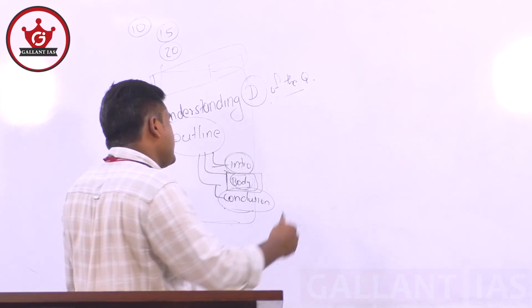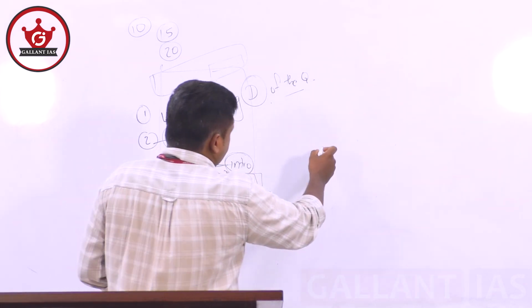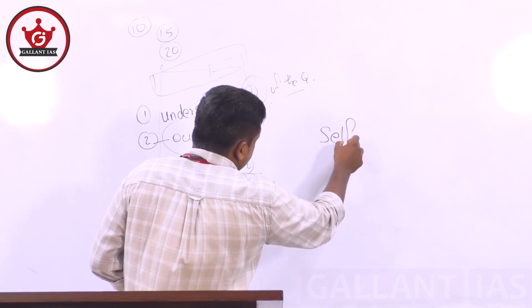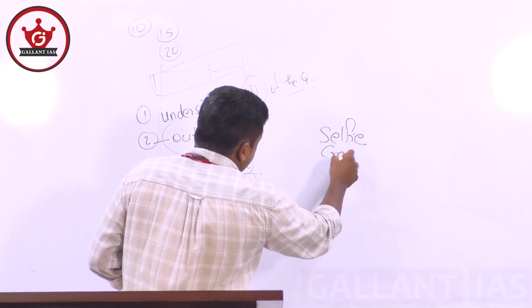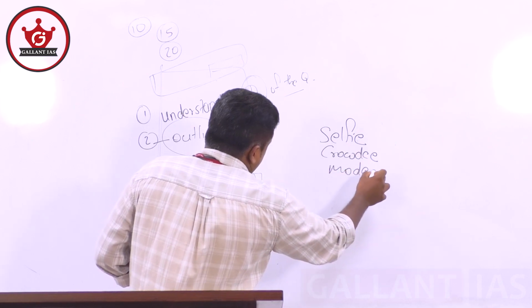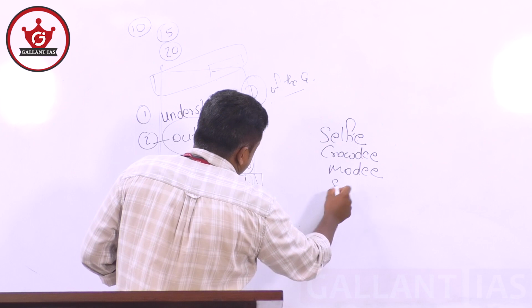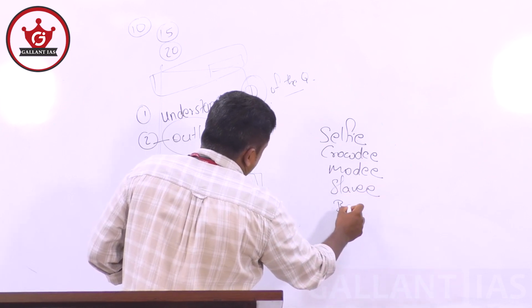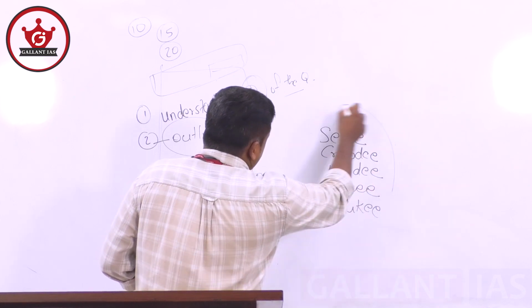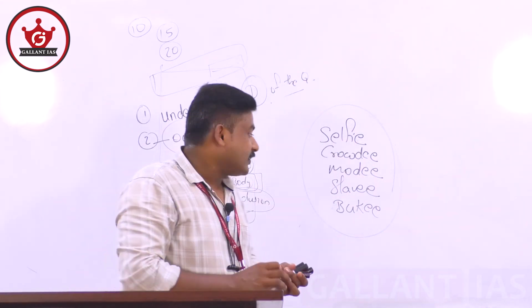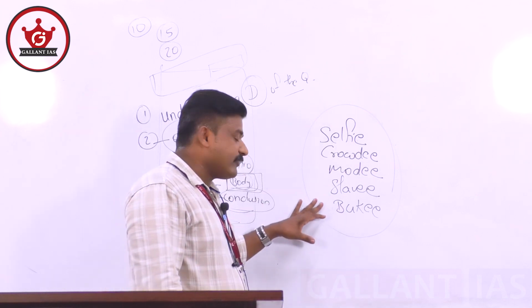So simply saying, we will go for that. Selfie, crowdy, modi, slavey, bookie. These are the ideas we usually present in our answer. Okay, selfie, crowdy, modi, slavey, bookie.